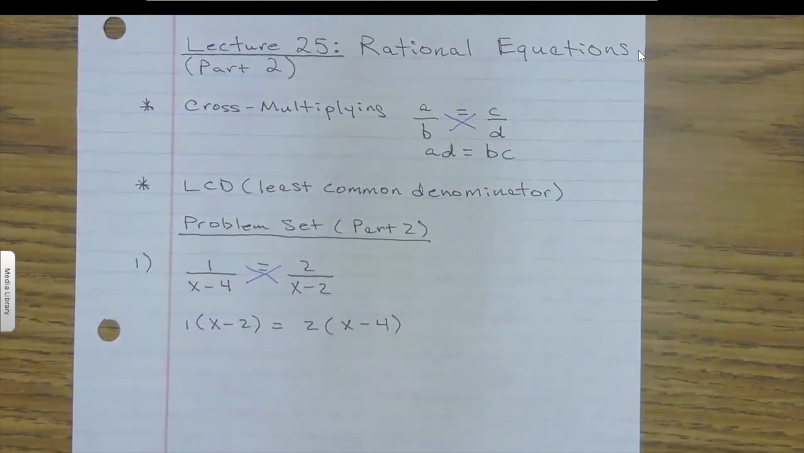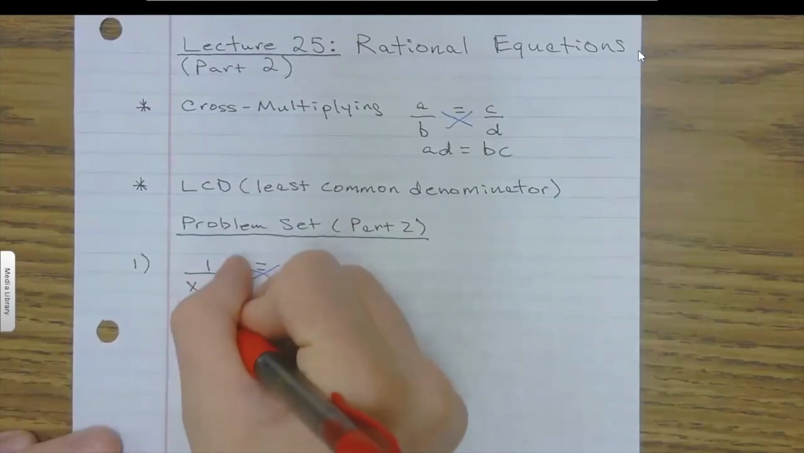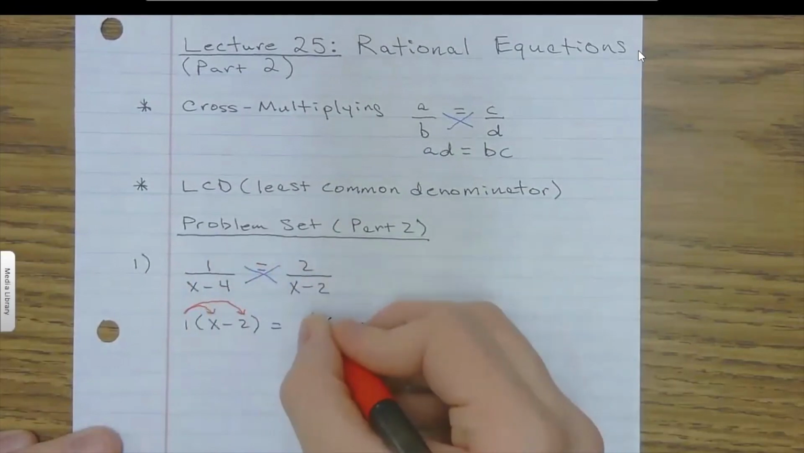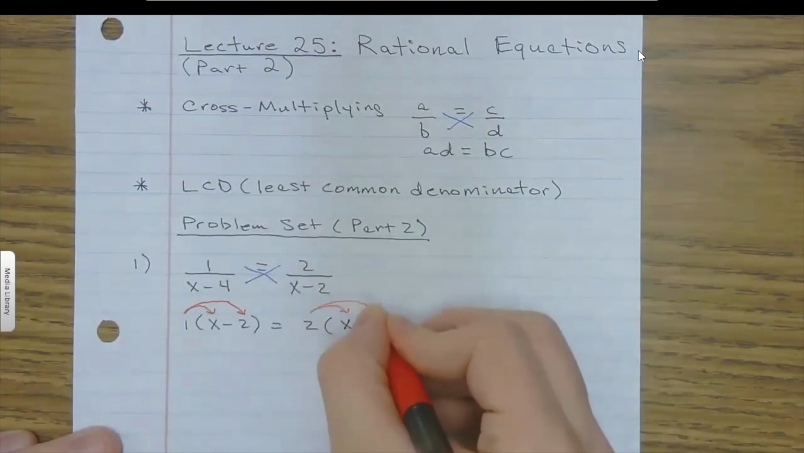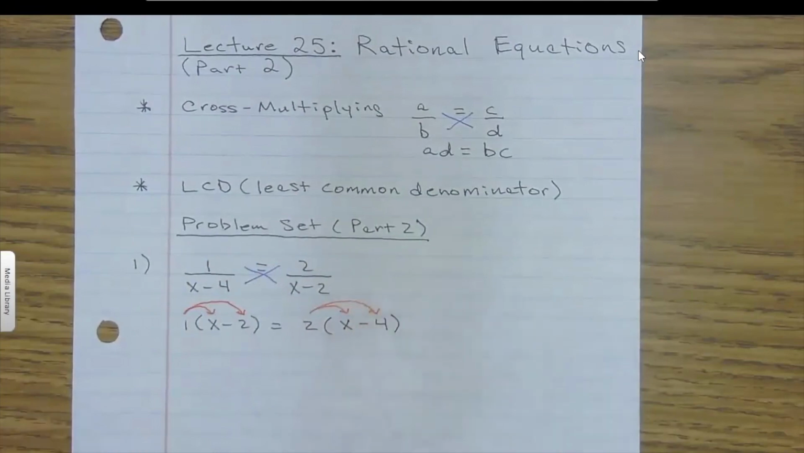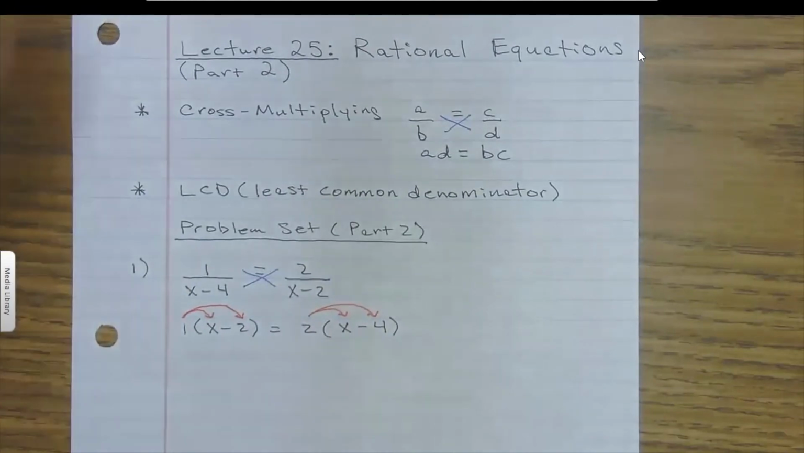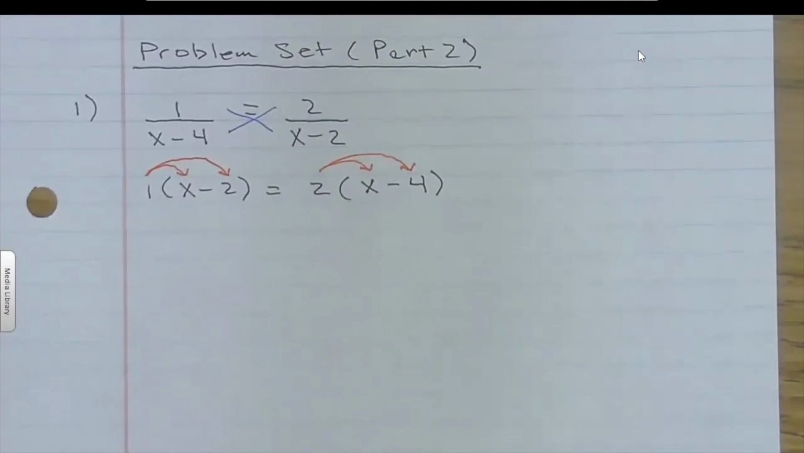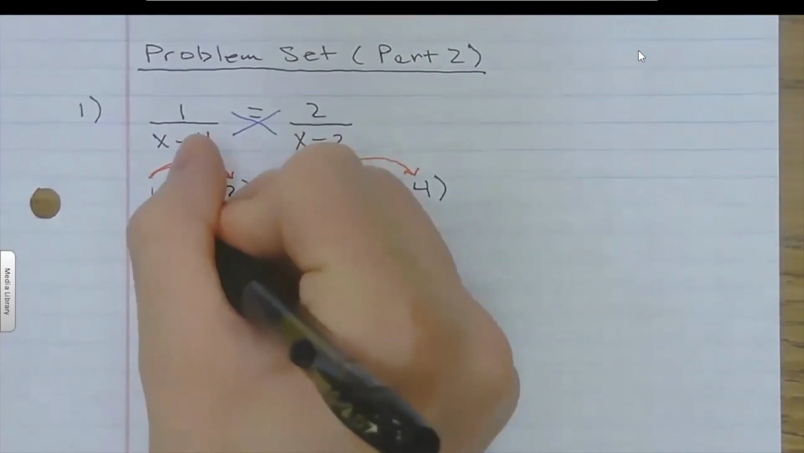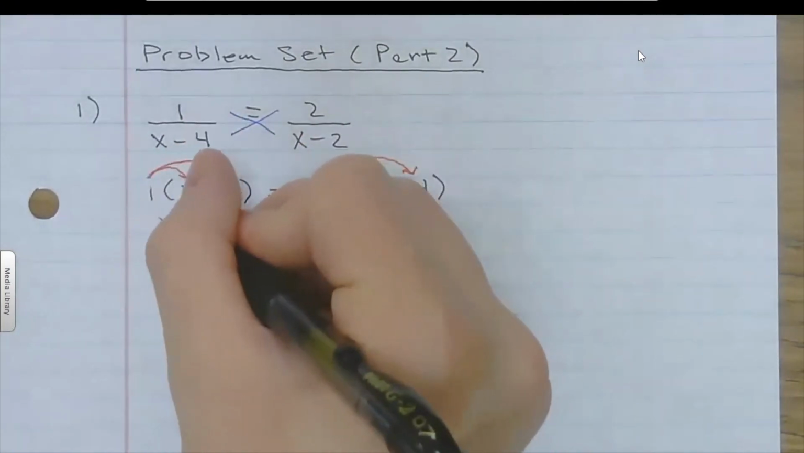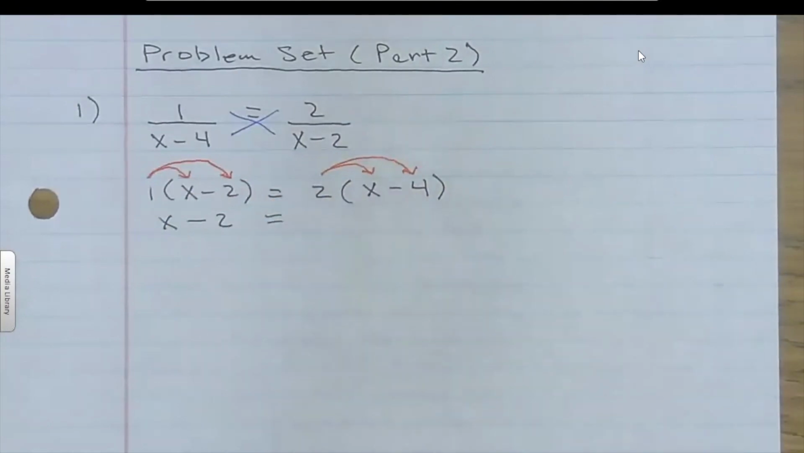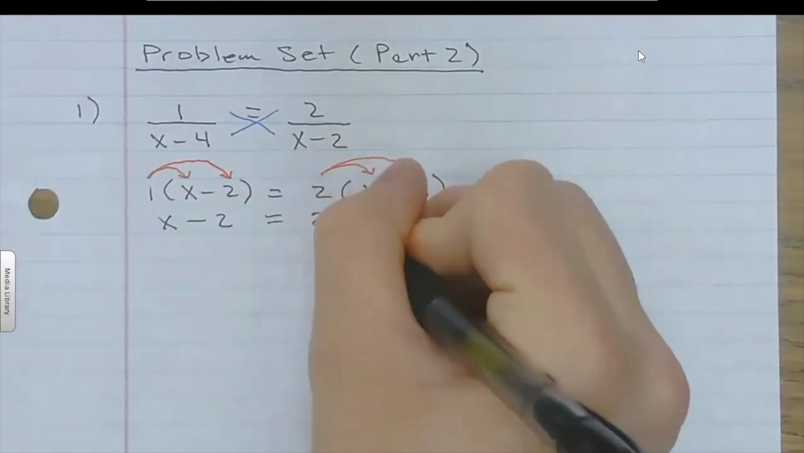So now what I have to do is distribute the 1 to everything on the inside. So I'm going to be doing this and this. And then over on this side, I'm going to be doing this times this. Okay, so I'm going to get 1x, which is basically just x, and 1 times negative 2, that would just be negative 2. Over here on this side, I'm going to get 2x minus 8.